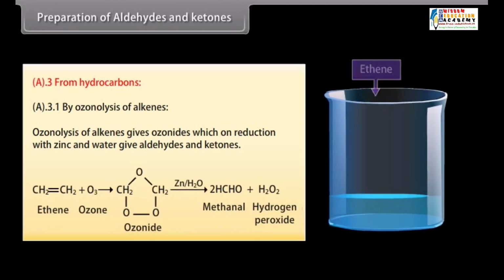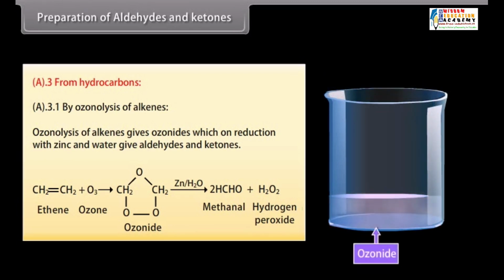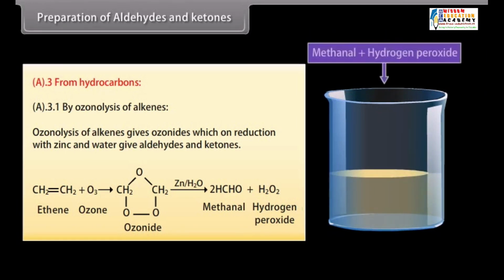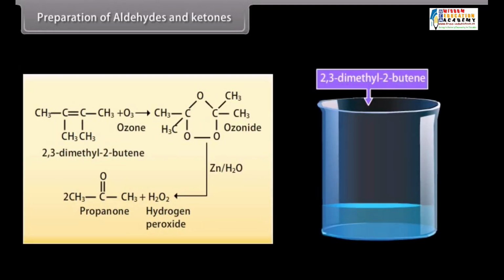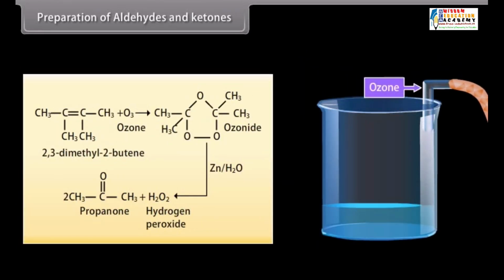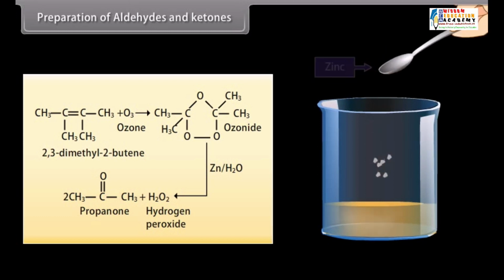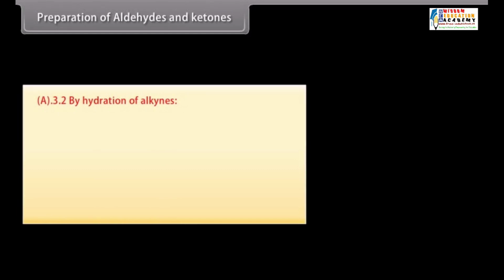Ozone gas reacts with ethene and forms an intermediate, that is ozonide, which is treated with zinc and water and forms methanal and hydrogen peroxide. Ozone gas reacts with 2,3-dimethyl-2-butene and forms an intermediate ozonide, which with zinc and water forms propanone and hydrogen peroxide. By hydration of alkynes.